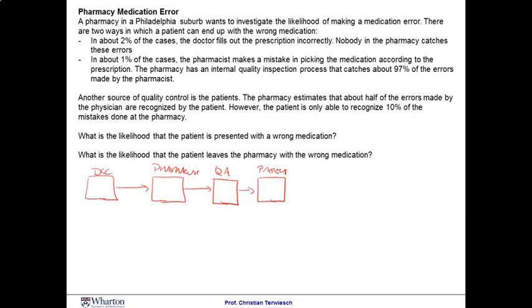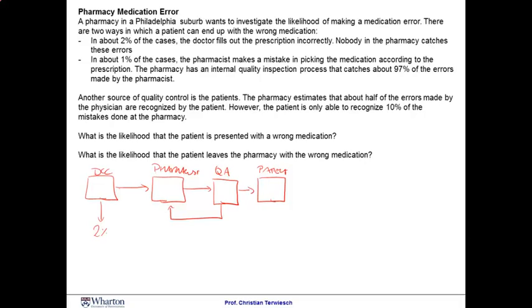Now the problem, as you can see in the question, is that the doctor makes a certain percentage of errors, 2%, and the pharmacist makes some errors, though most of them actually get caught by the QA person, the quality assurance person, and so basically they get fixed, and you can think of that as a rework loop. And then finally, even the patient is able to recognize some of the defects.